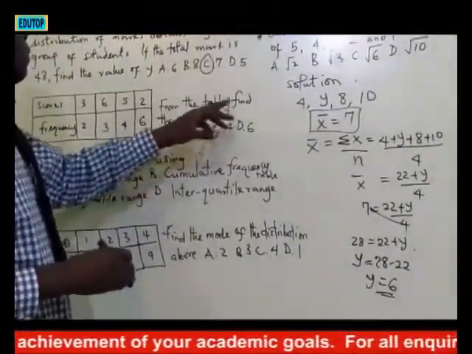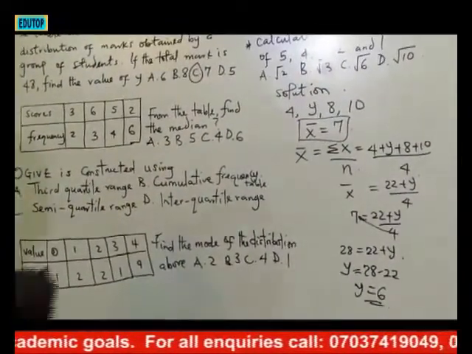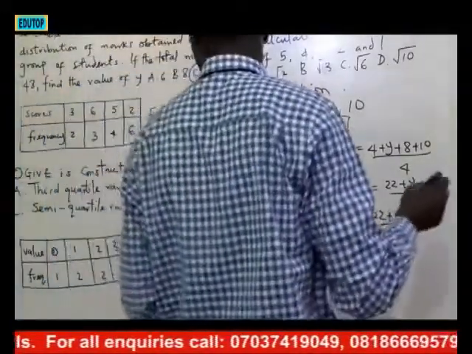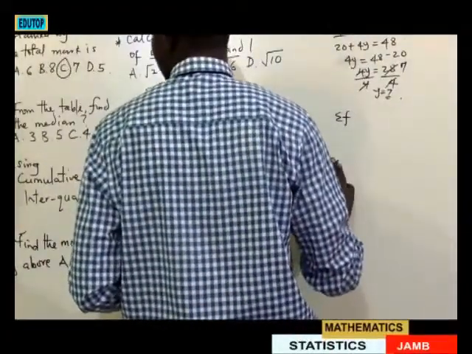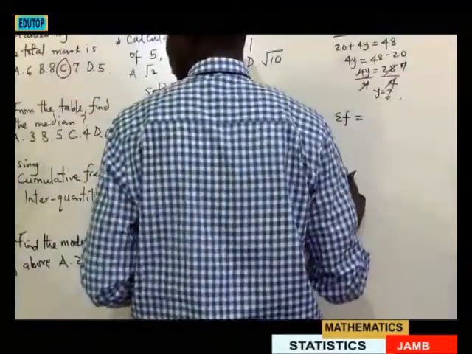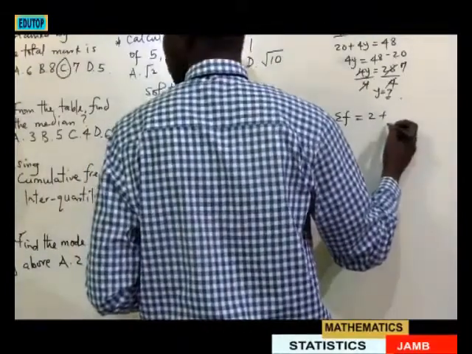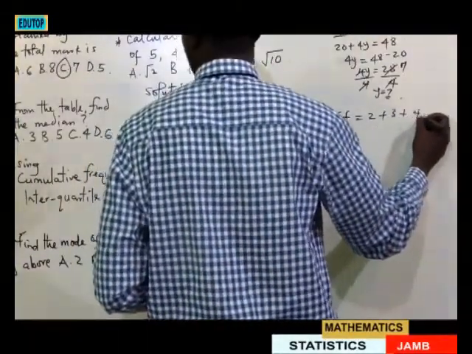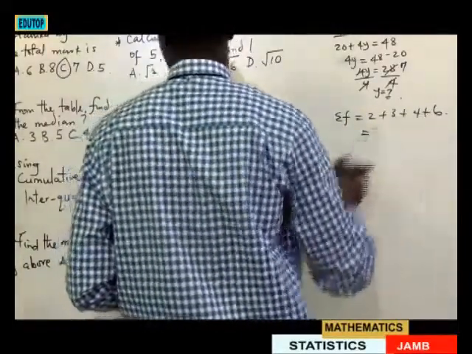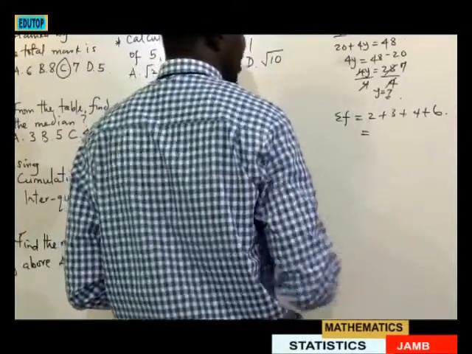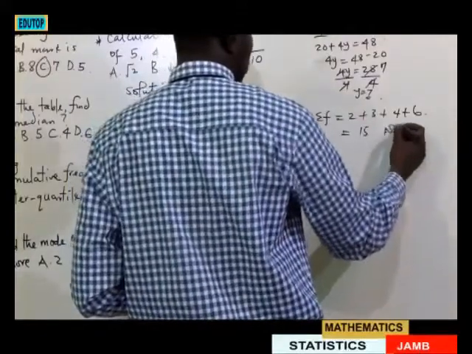Then the next question, also a table. From the table, find the median. So we have to find the median from this table. The first thing we ask ourselves is, let's determine the sum of f of x, let's sum the frequency. So we are summing this frequency, we definitely have 2 plus, based on the table, 3 plus 4 plus 6. Then this one will give us 2 plus 3, 5. 5 plus 4, that will be 9. 9 plus 6, 15. Is that odd or even? That is definitely odd. So n is odd.